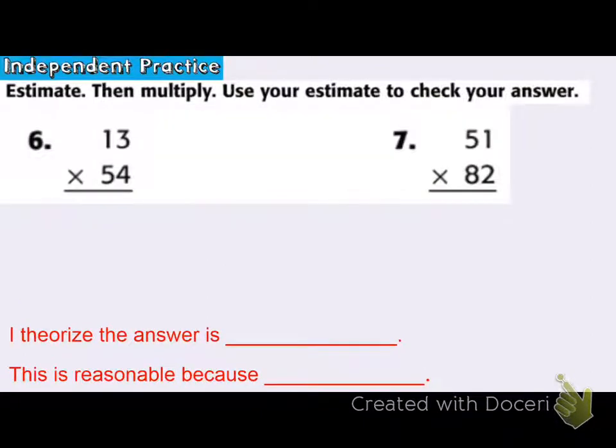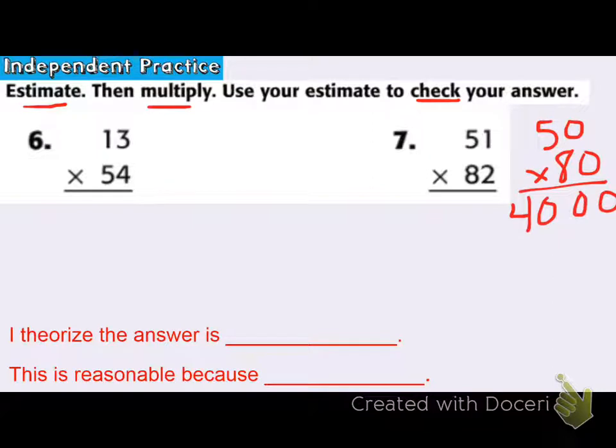All right, I'm still in independent practice. I'm going to go ahead and estimate, multiply, and check my answer. I'm going to move into problem number 7. It's pretty close to 50. This is pretty close to 80. I know 5 times 8 is 40, and then add my 2 zeros. I should get an answer close to 4,000 to be correct. Start with the ones place, right? Step 2, multiply that single digit. 2 times 1 is 2. 2 times 5 is 10.